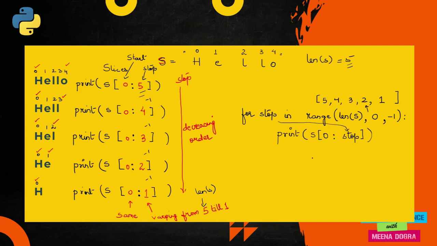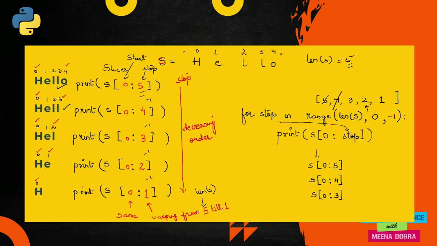So what will be the first slice, children? Just let me know what will be the first slice. When stop gets 5, it will be 0:5. Fine. And what will be printed for 0:5? This string, 0 1 2 3 4. Next stop will have 4, so this slice will become 0:4. And what will be printed for you, children? The first 4 characters. Next stop will have 3, so this slice will become 0:stop, that is 0:3.